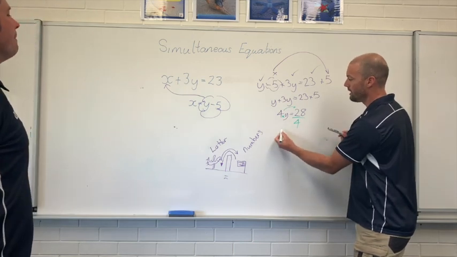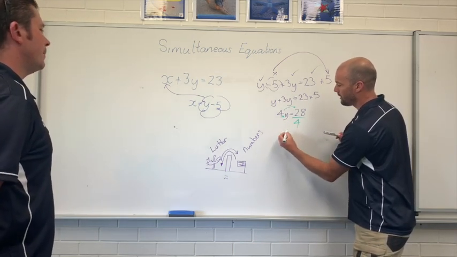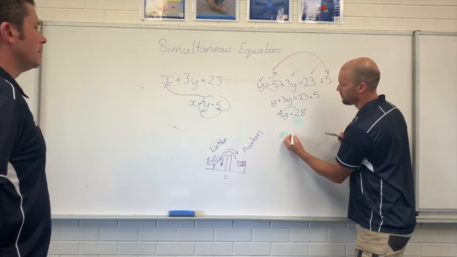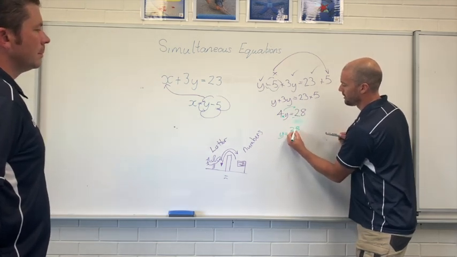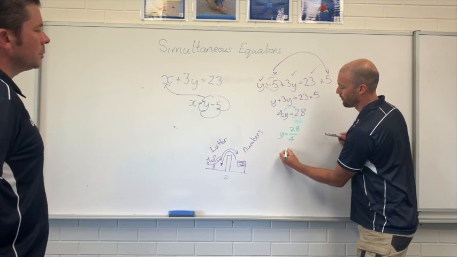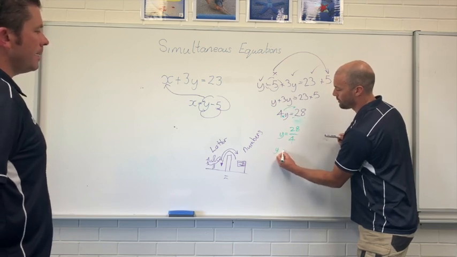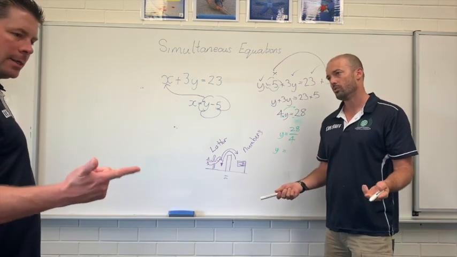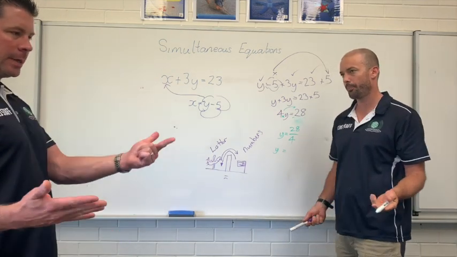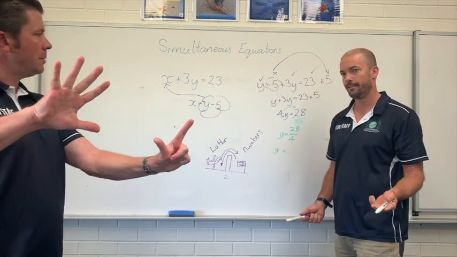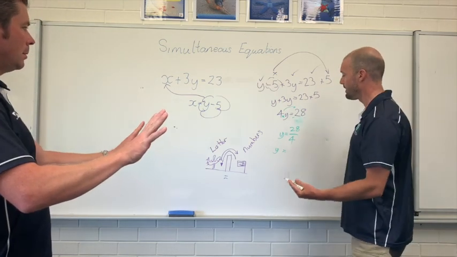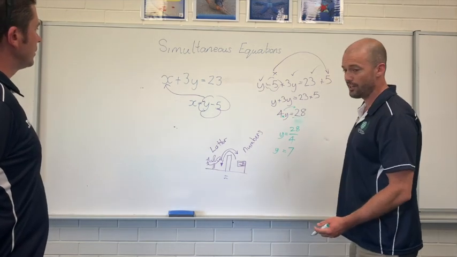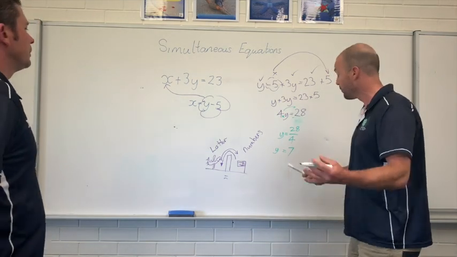So now I'll write it out again. Y equals 28 divided by 4. So y would equal, what's 28 divided by 4? 4, 8, 12, 16, 20, 24, 28. 7. So there, y equals 7. Well done, but bad news is you're only halfway there.